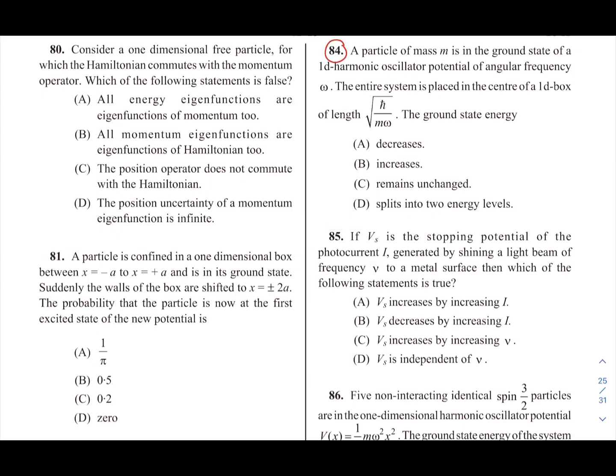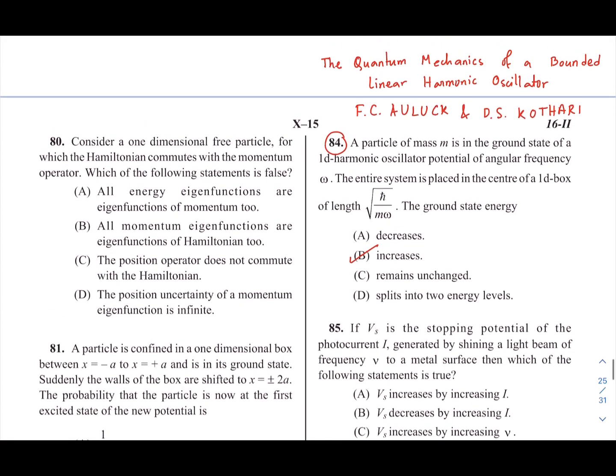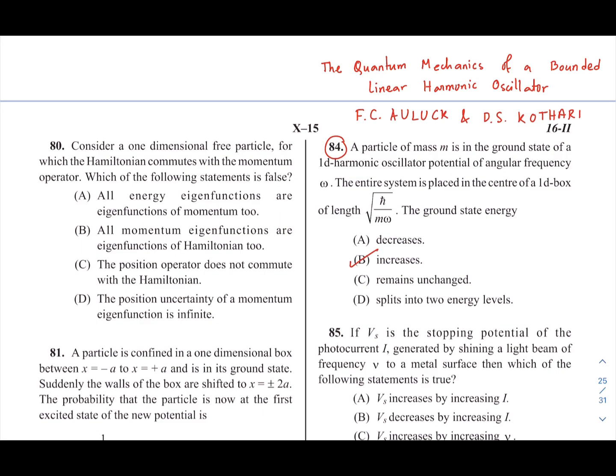Problem number 84. A particle of mass m is in the ground state of a 1D harmonic oscillator potential with angular frequency omega. The entire system is placed in the center of a one-dimensional box of length this. The ground state energy will increase. For example, see this paper. So I am now quoting their words. For the ground state, the energy continuously increases from half h bar omega to infinity as the length of the wall decreases from infinity to 0. So option B is the correct answer.